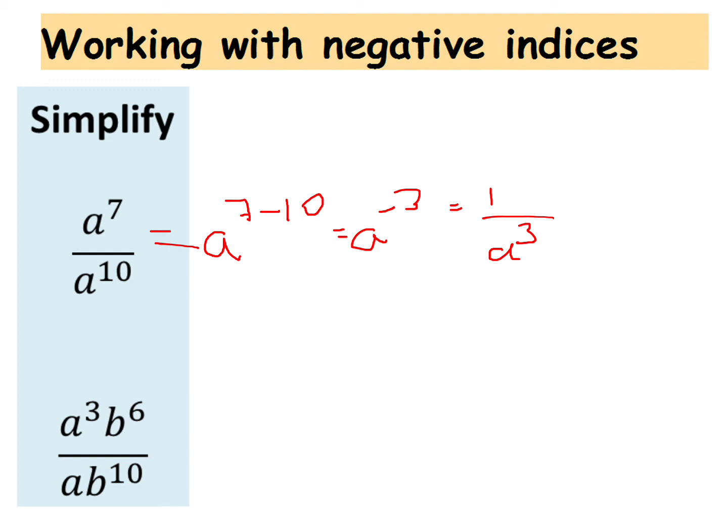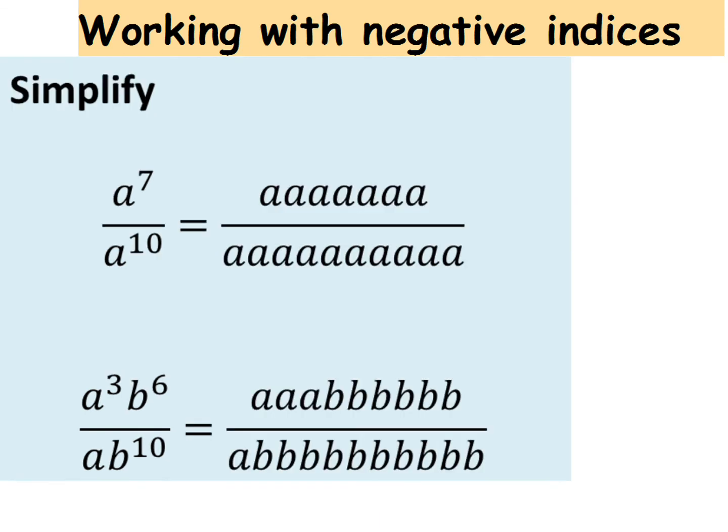Okay. Next one, a cubed b to the power of 6 over a b to the 10. Well, a cubed over a is going to be a squared. b to the 6 over b to the 10 is going to be 6 minus 10, which is -4. So I've got a squared b to the -4, which is a squared over b to the power of 4, because 6 take away 10 is -4. And this slide will prove how we work out our answer.